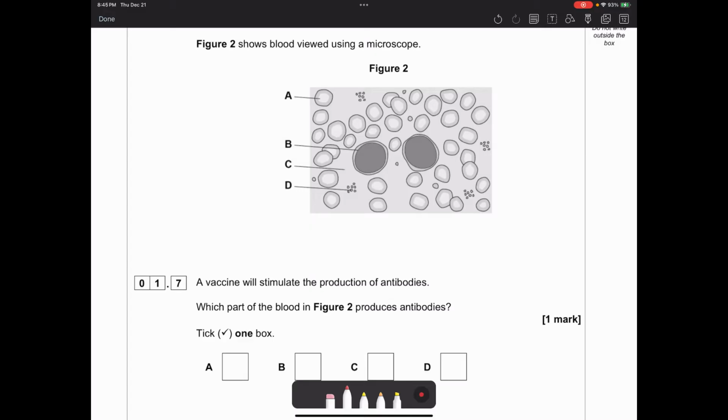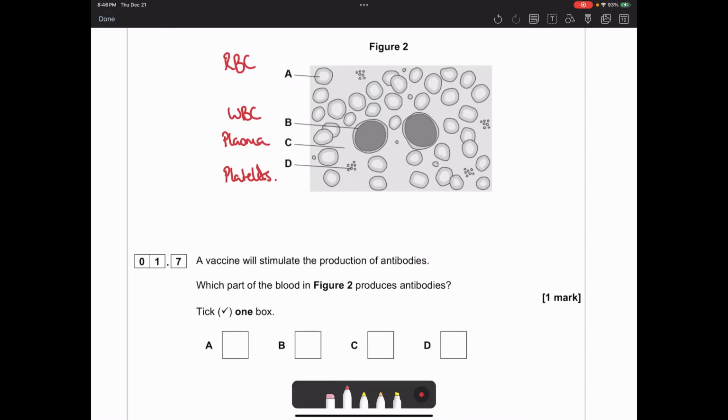Figure 2 shows a blood viewed through a microscope. So you've got your diagram here, and when I get something like this, I would try and recall what knowledge I know about it to begin with. If I'm looking at it, I've got loads of A, so that would be my red blood cell. B, the bigger type of cell, is my white blood cell. C is my plasma, the liquid that all the cells float in. And D are the small fragments of cells, which are your platelets.